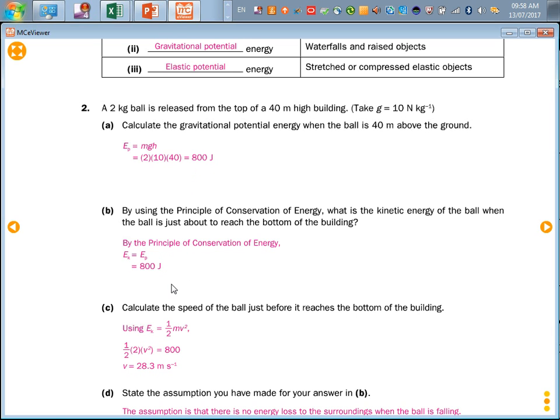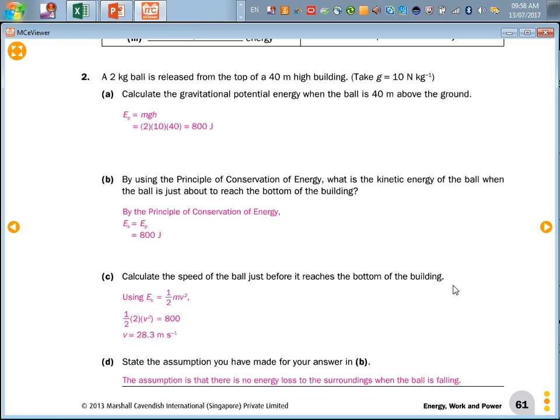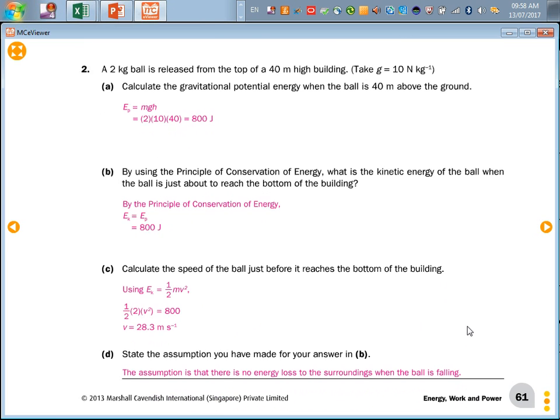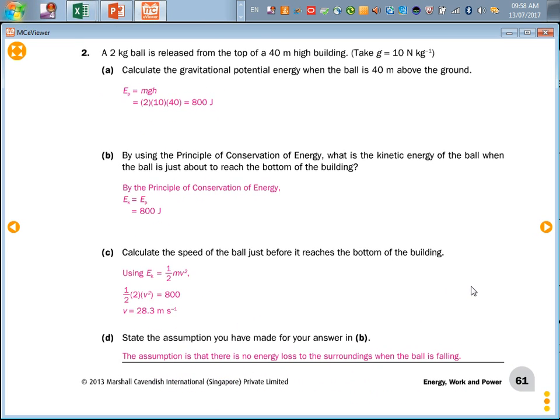So with this information, we can calculate the speed of the ball just before it reaches the bottom, because 800 is now equal to half mv squared. m is given to you to be 2. So you can calculate v, and rounding off to 3 significant figures, you get 28.3 meters per second. And the assumption that I just made was that there are no energy losses to the surroundings when the ball is falling.